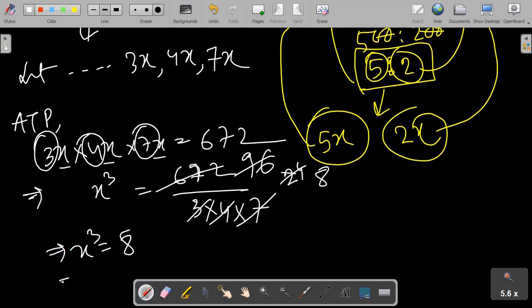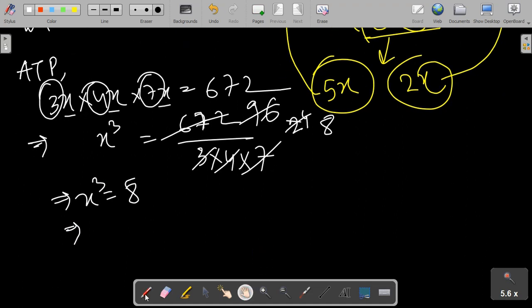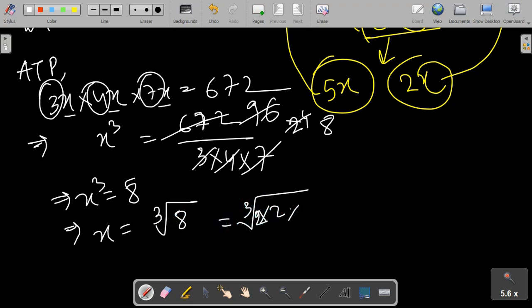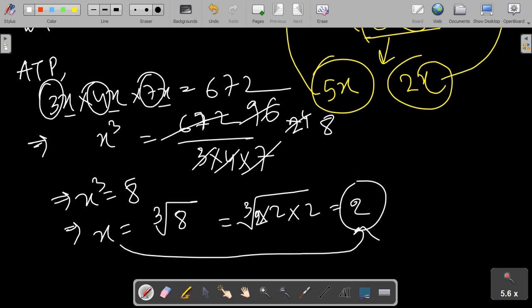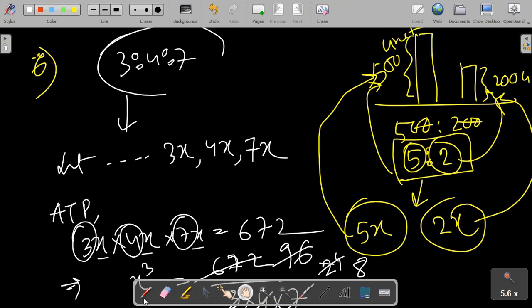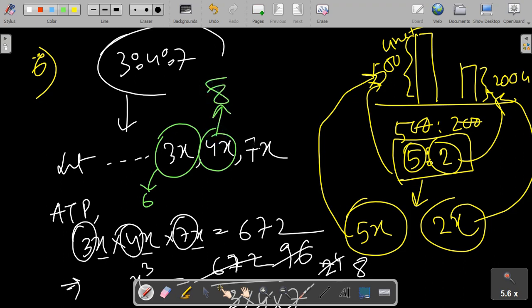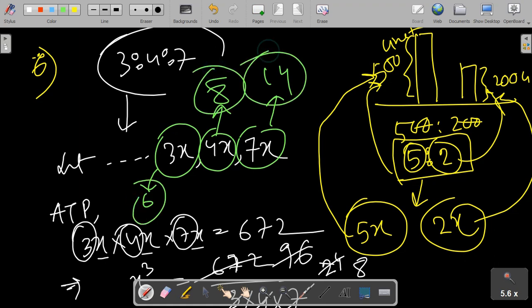And how can we remove the cube? The cube root will go to the right-hand side, and the cube root of 8, as it is a multiplication of 3 twos, gives 2 outside. So the value of x is 2. So what are the individual numbers? If the value of x is 2, let us now put the value. 3x gives you 6, 4x gives you 8, and 7x gives you 14. So we have got all the numbers: one is 6, another is 8, another is 14.